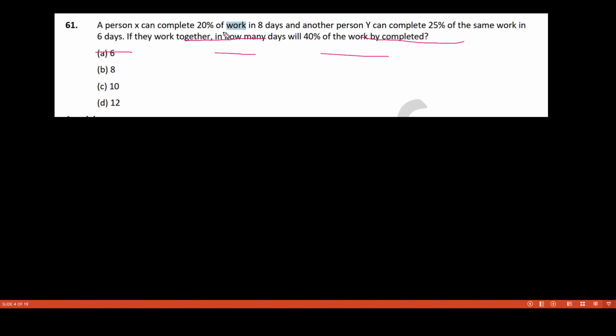Let's see. It says X can complete 20% of the work in 8 days. So if 20% of the work is completed in 8 days, we know that only 1 by 5th of the work is completed in 8 days. To complete the total work, what will you do? Multiply 8 into 5. So we know now that 40 days are required for X to complete the work.